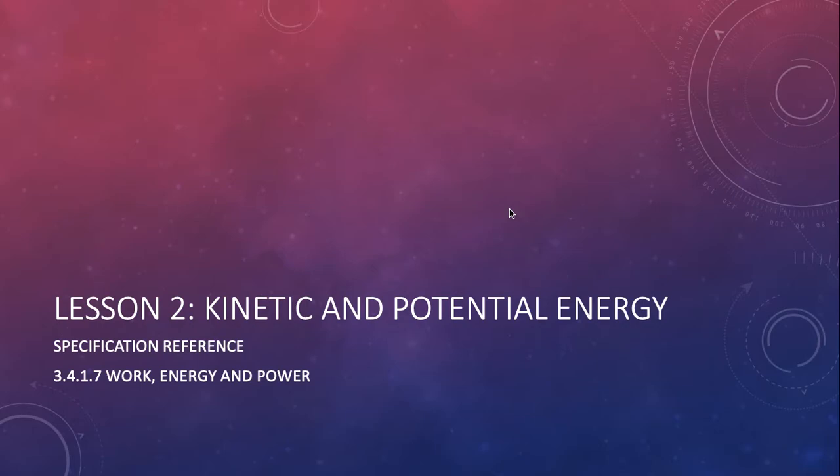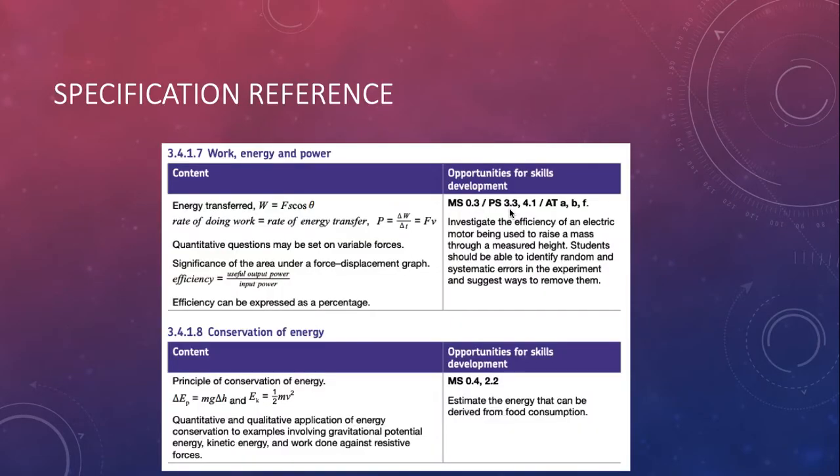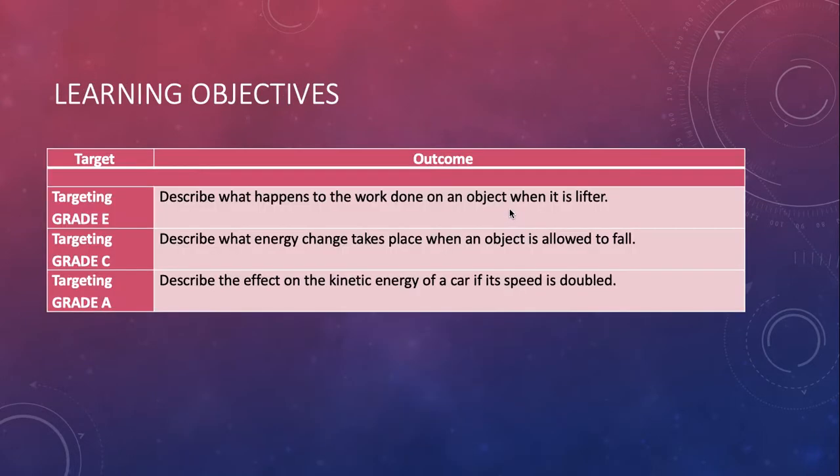So our spec reference is still the same. On this bit of the spec, at the bottom, conservation of energy. So applying that principle of conservation of energy in the two formulas, mg delta h and a half mv squared, potential and kinetic energy, and looking at some examples.